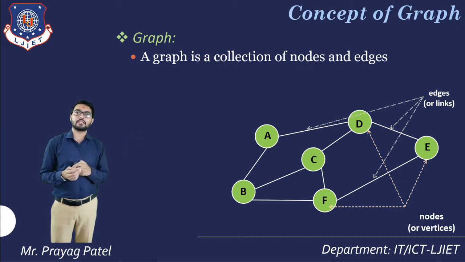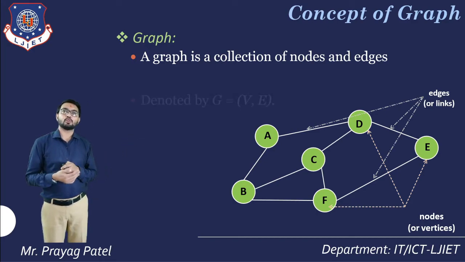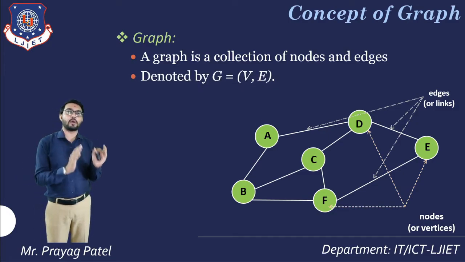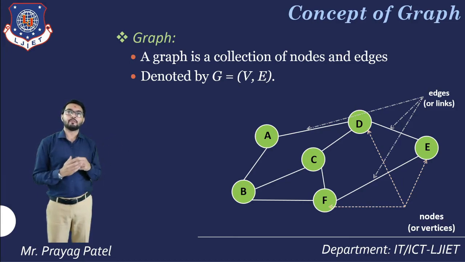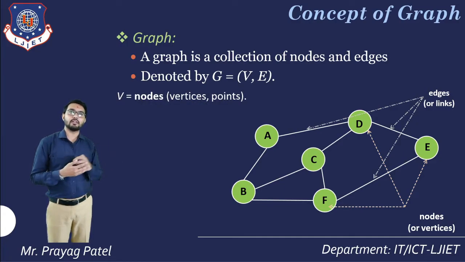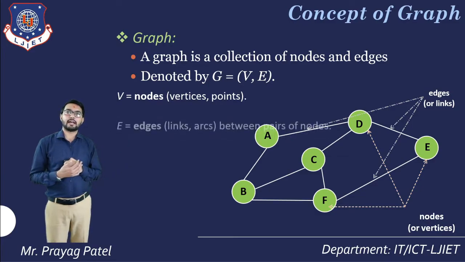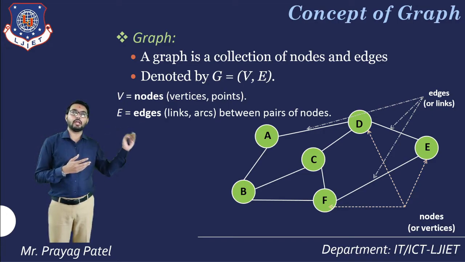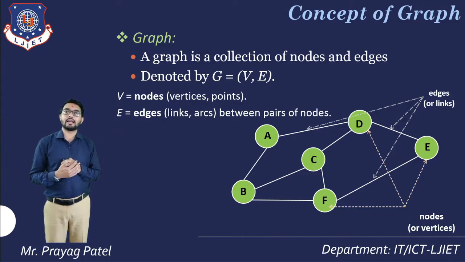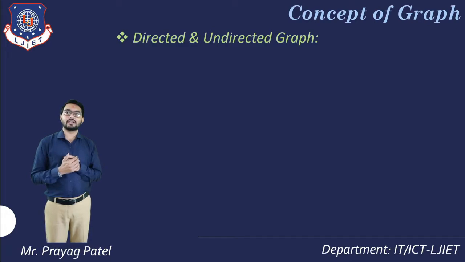So here in this graph consider the V and E. So here consider graph G equal to V comma E. V means vertices or nodes and E means edges or links. So here in this graph we can see that V equals nodes, vertices and points. So here consider A, B, C, D, E, F as nodes or vertices. And here we see that edges are there. So E means edges or links. So here consider A to D link is available, D to E link is available, F to E link is available. So this all is considered as edges. So this is a simple graph.